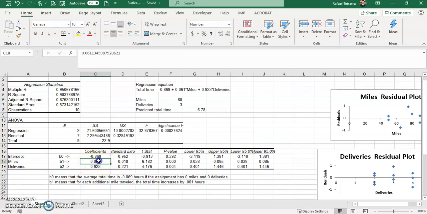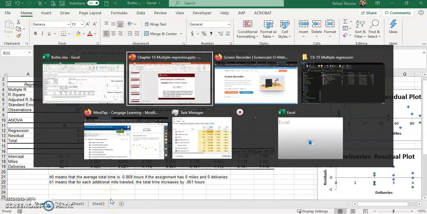This coefficient means that for each additional unit in this independent variable, miles, for each additional mile traveled, the dependent variable, total travel time in hours, is going to change by 0.061. This is what I said here, okay? Let's take a look at slides.